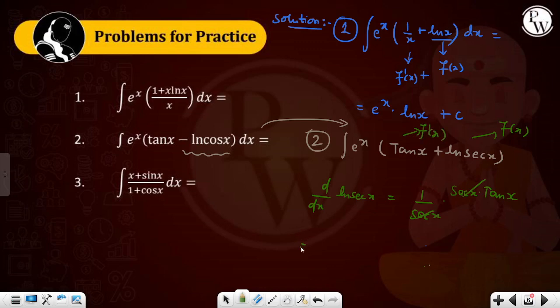Now just write down the answer. e to the power x f of x. f of x is ln sec x plus c. So we have solved the two problems.